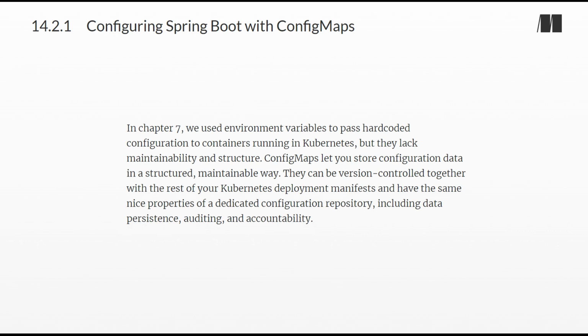Section 14.2.1, Configuring Spring Boot with ConfigMaps. In Chapter 7, we used environment variables to pass hard-coded configuration to containers running in Kubernetes, but they lack maintainability and structure. ConfigMaps let you store configuration data in a structured, maintainable way. They can be version-controlled together with the rest of your Kubernetes deployment manifests and have the same nice properties of a dedicated configuration repository, including data persistence, auditing, and accountability.